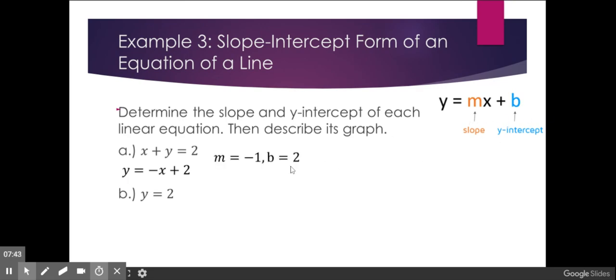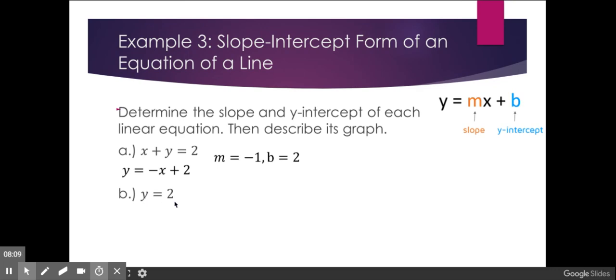So in this case, our m is -1, so slope always comes from whatever number is in front of x. Since there's not actually a number there, 1 is the placeholder, and b, our y-intercept, is always whatever is added or subtracted on the end of the equation. This one is already solved for y. We have y equals 2.